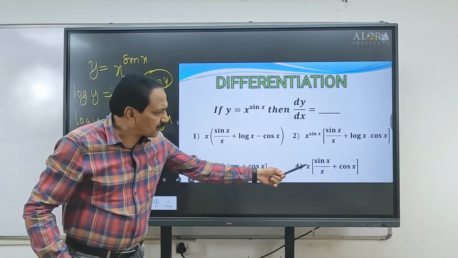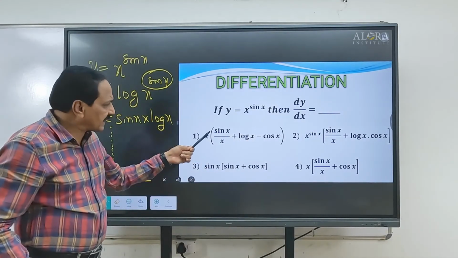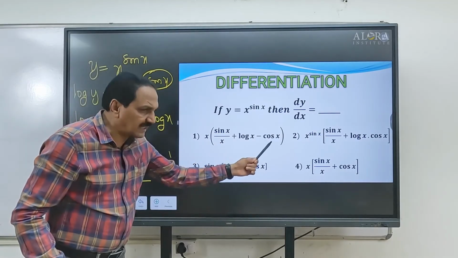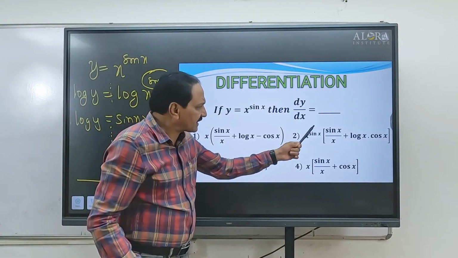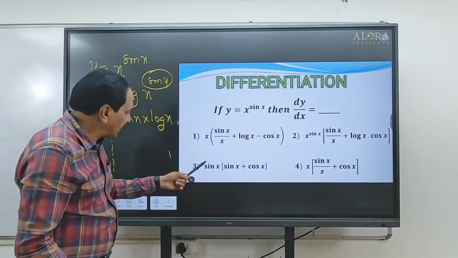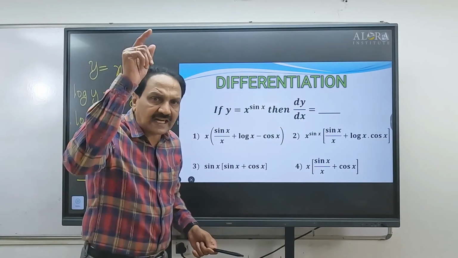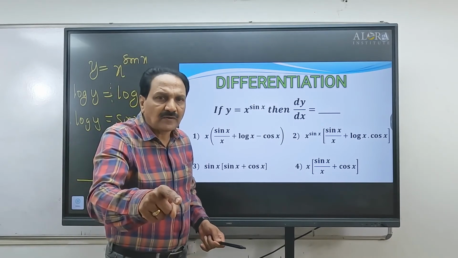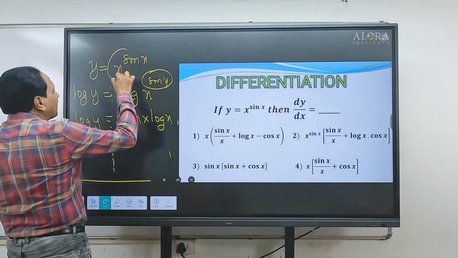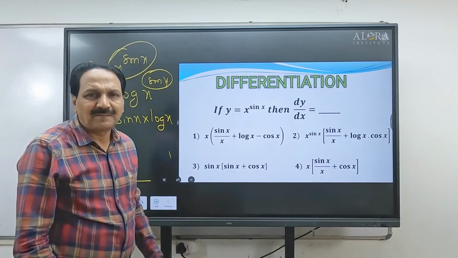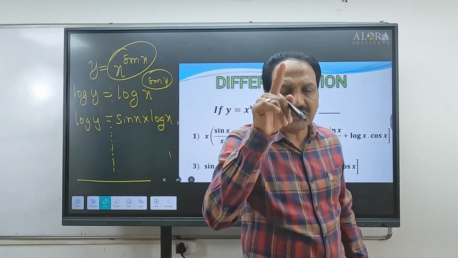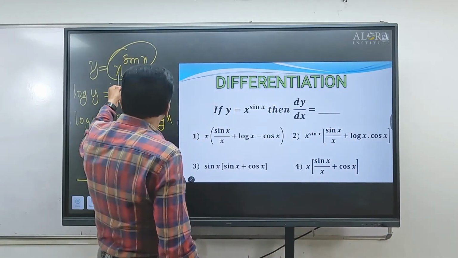Look at all the 4 options. X is outside the bracket, x into something inside. Here, x to the power sin x into something inside. And here, sin x into something inside. Here again, x into something inside. What is the correct answer? The one which starts with the given expression itself. The correct answer is the one which starts with the given expression itself.